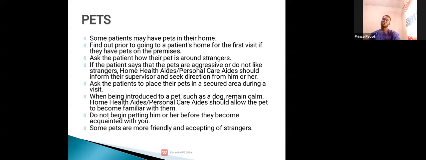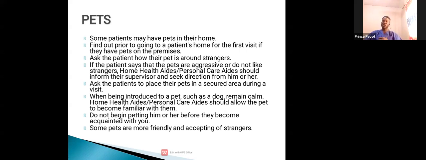Now, how do you keep yourself safe from pets? Pets, we know what pets are, like the dogs and the cats that we keep at home. Some patients may have pets in their home. You must find out prior to going to the patient's home for their visits if they have pets on their premises.